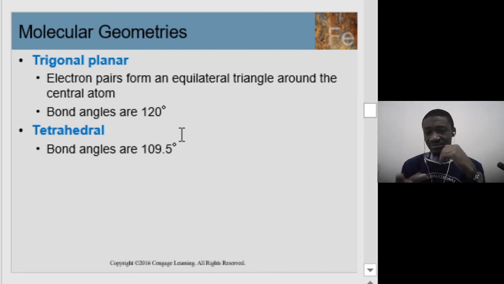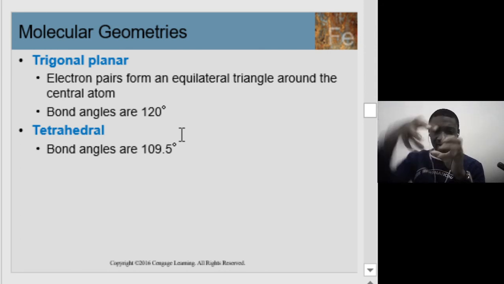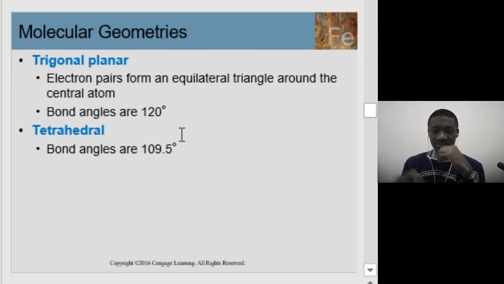So the electron pairs formed are an equilateral triangle around the central atom. So you have 1 triangle, 2 triangle, and then another triangle, which is just 3 balloons docking themselves. So the angle is 120. Then for tetrahedral, you have that whole thing we talked about, that 1 here and then 3 around it, which is your 109.5 degrees.